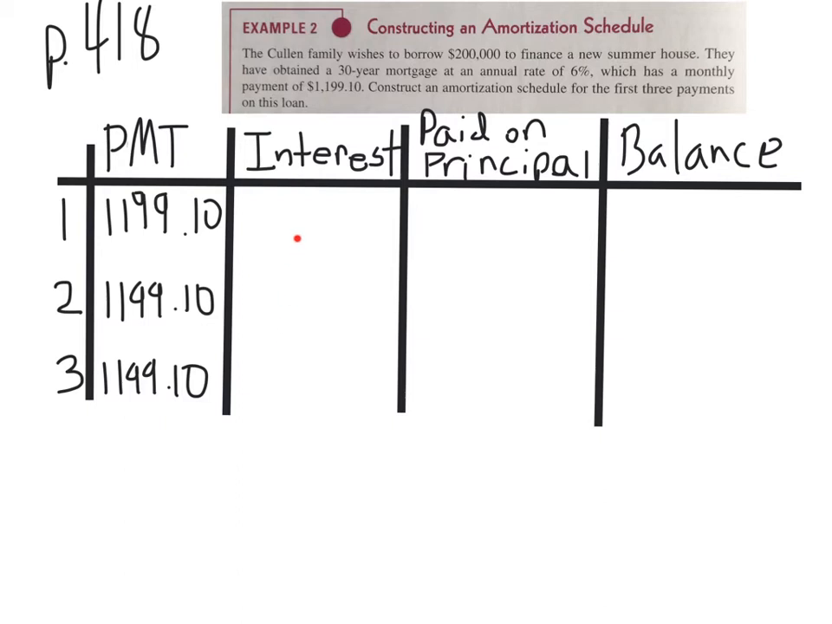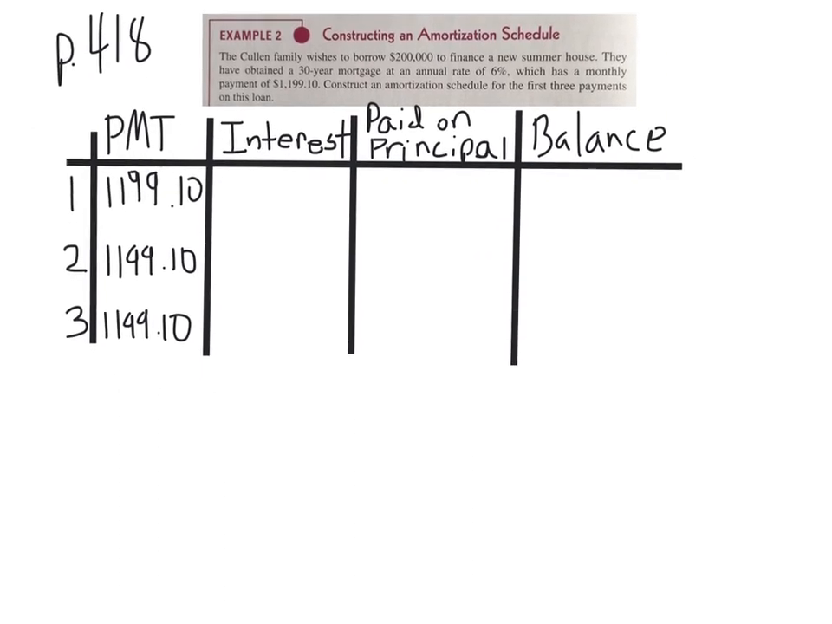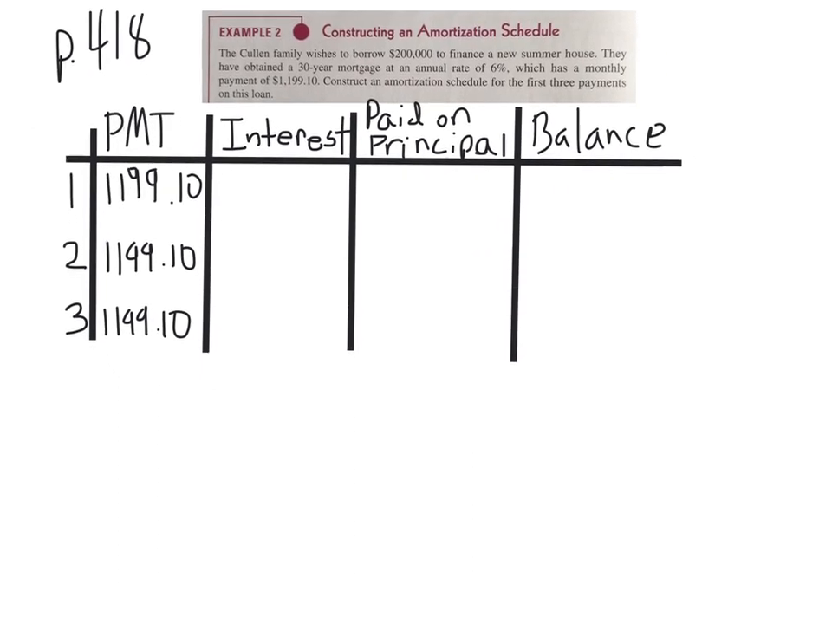First thing we have to do is calculate the interest for month 1. And the way we're going to do that is with a simple little I equals P times R times T. So for month 1, we've got our I equals PRT. Our principal is the entire amount that we owe on the loan, and that is our $200,000. So it'll be 200,000.